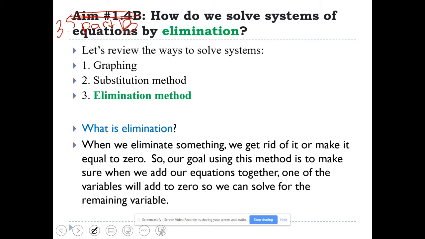Elimination is when we eliminate or get rid of something by making it equal to 0. Our goal using this method is to make sure that when we add our equations together, one of the variables will add to 0 so we can solve for the remaining variable.